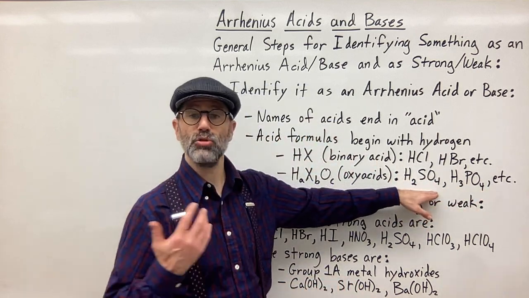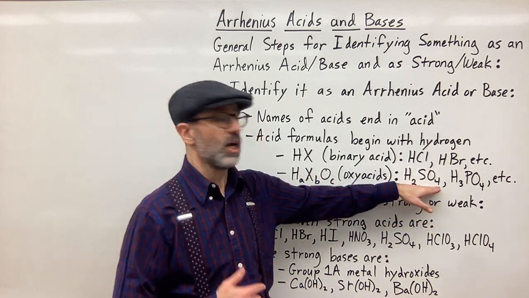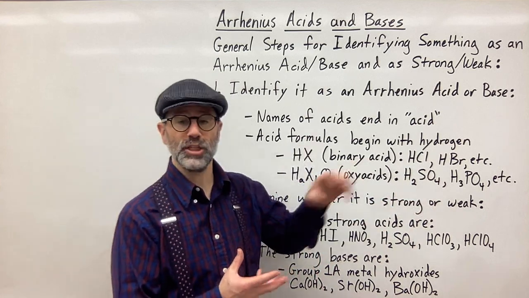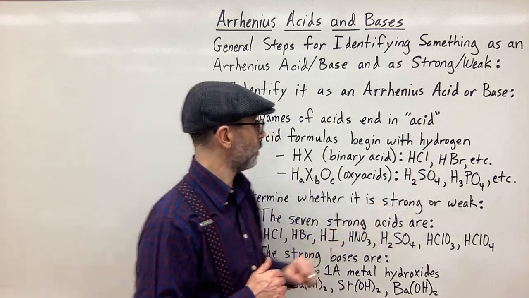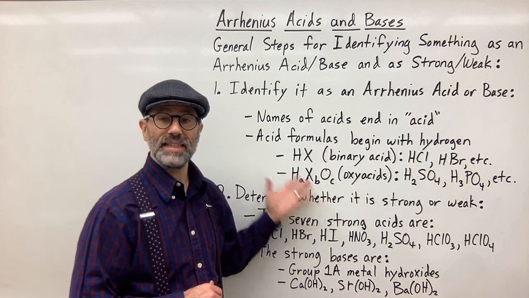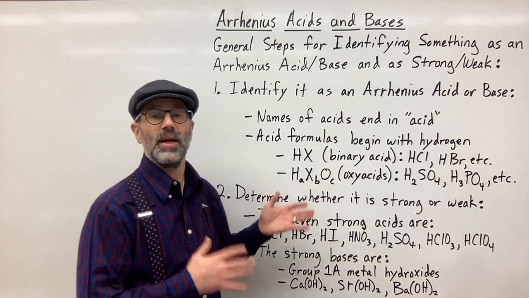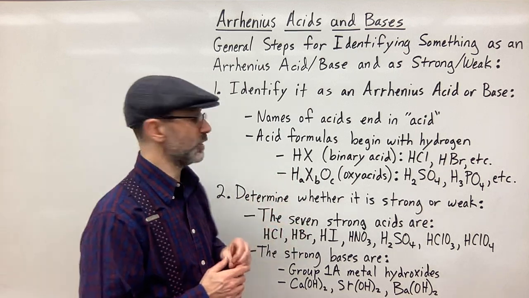And one of the things you should notice here is that the oxyacids have the form of having a polyatomic ion with hydrogen added to balance the charge. So that's something to keep in mind as well. So if it has these forms, then you know it's an acid. If it doesn't have that form, then it's not an acid, right? So that's the first thing.